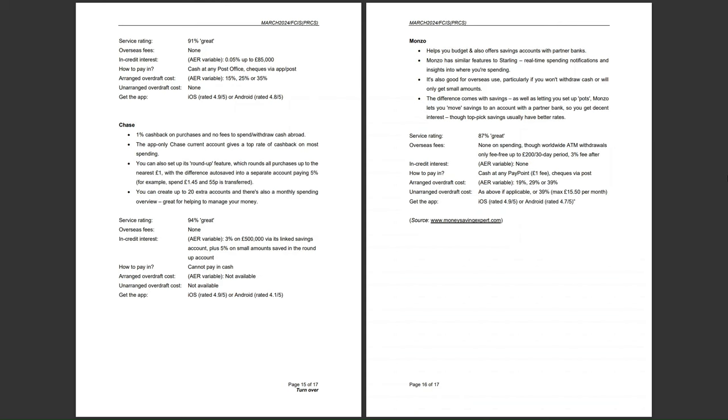Monzo helps you budget and also offers savings accounts with partner banks. Now, the fact that you can get savings accounts with partner banks, and there would be quite a number of partner banks, is a big unique selling point of Monzo. And it's not an option that the other two offer. Monzo has similar features to Starling, real-time spending notifications and insights into where you are spending, making it ideal for budgeting or reducing unnecessary expenditure.